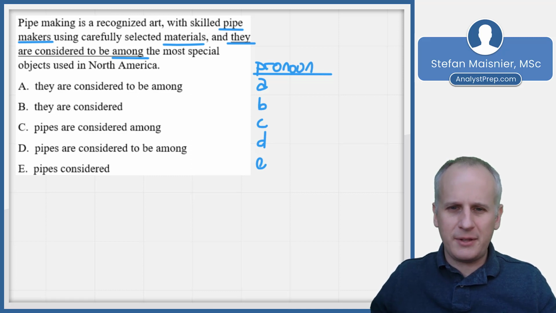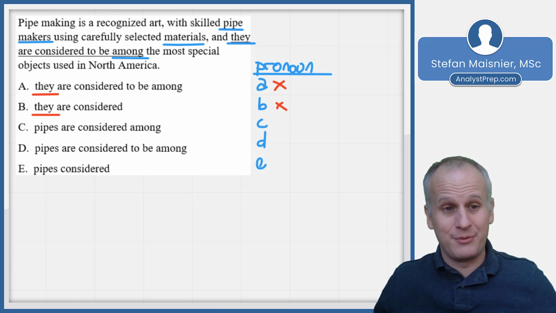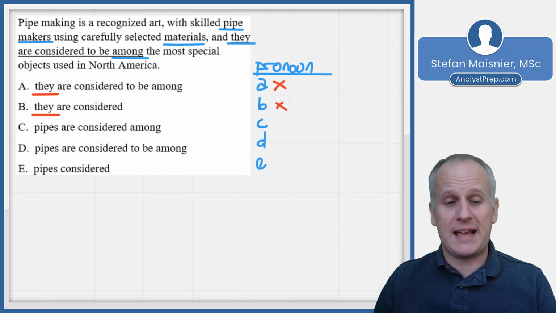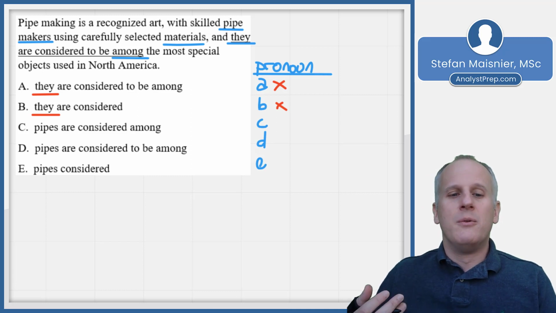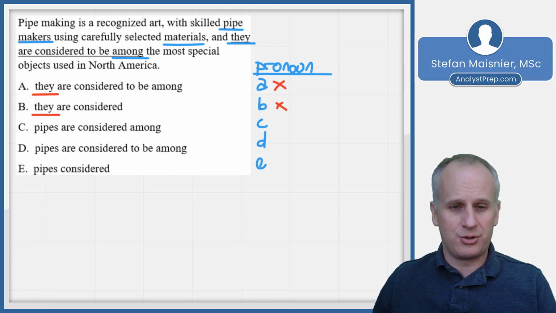So we'll eliminate choices A and B for those erroneous theys before we even begin talking about a more subtle idiomatic issue that exists in the sentence as it's presented. Now, we then look at the remaining answer choices, and the differences are basically the shortness to a degree. So we've got very close to the original: pipes are considered to be among in choice D. We've got pipes are considered among and pipes considered.